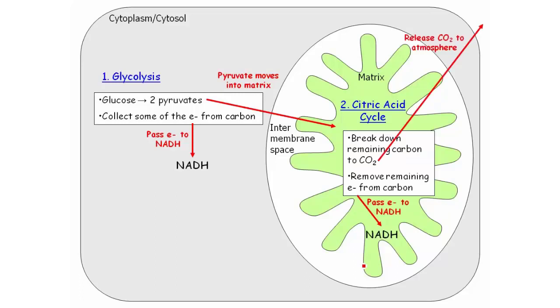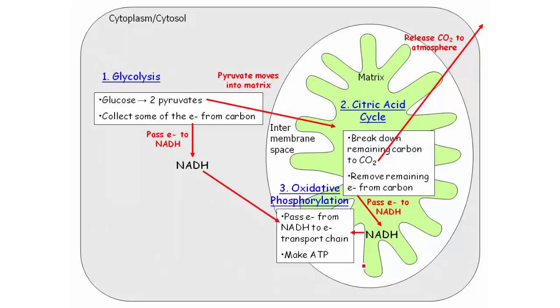As we remove the high energy electrons, we pass them to NAD+ to make NADH. We also pass some to FAD to make FADH2, and those are going to be inside the matrix of the mitochondria. The third stage of respiration is going to go to the electrons that were previously collected. Notice there are some in the matrix of the mitochondria and there are some in the cytoplasm of the cell. The vast majority of them will be in the matrix of the mitochondria.